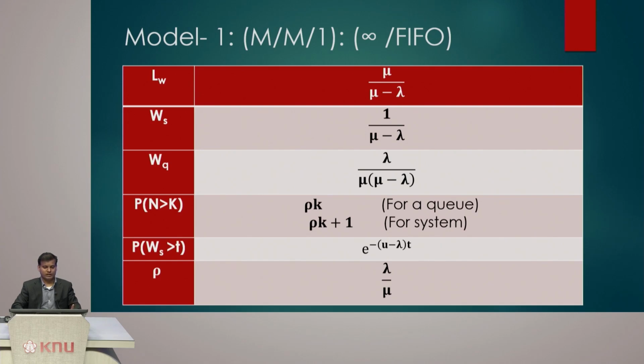So there is potentially one more customer being served, excluding the number of customers in the queue. And we have an exponential pattern for the probability of WS greater than T. The waiting time is represented as e to the power of minus (mu minus lambda) times T, and rho is lambda by mu.